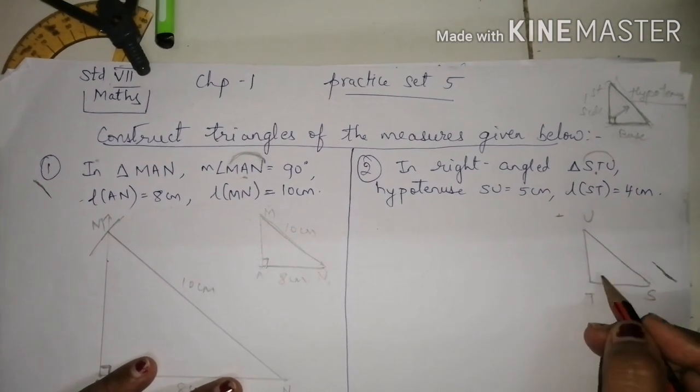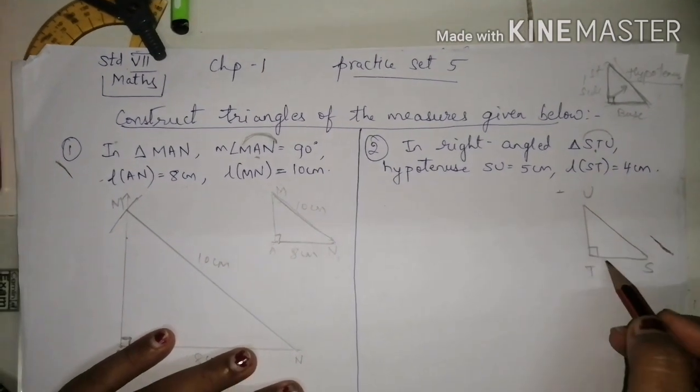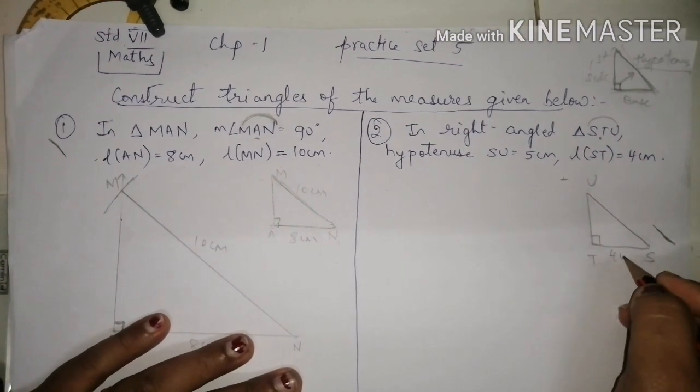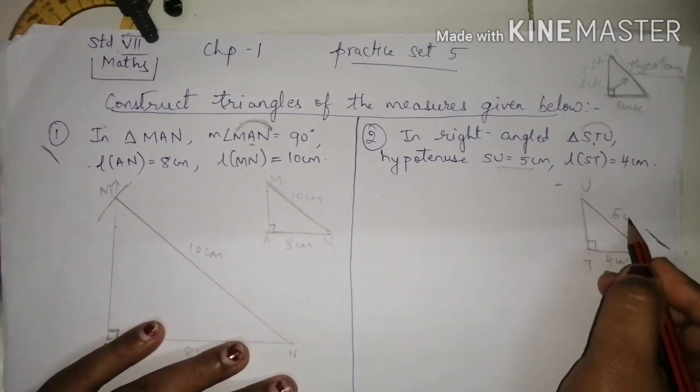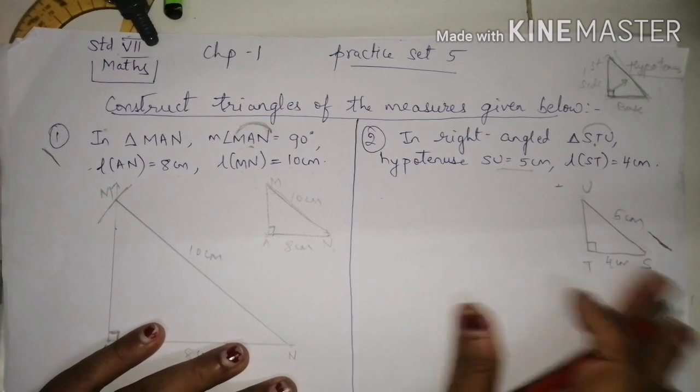STU, you can name it like this. T is 90 degree, ST is 4 centimeter, and SU you are getting hypotenuse. So SU is 5 centimeter. So you can give the name like this.